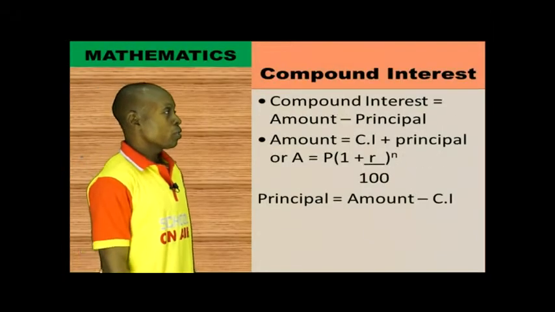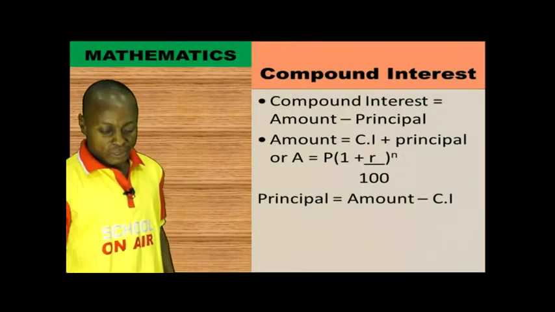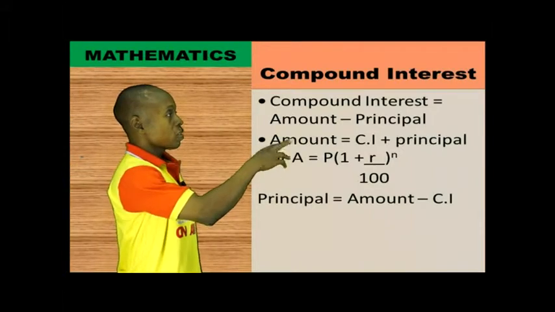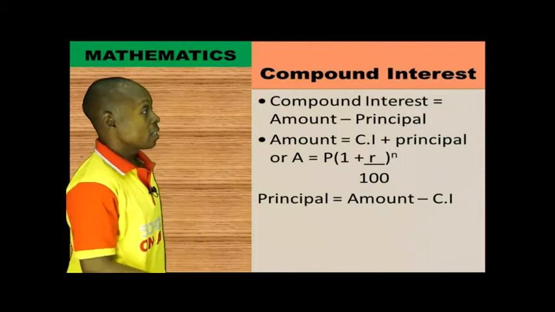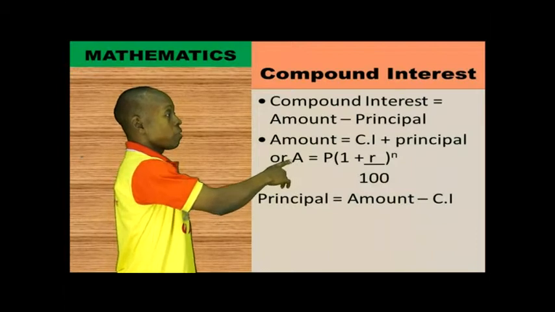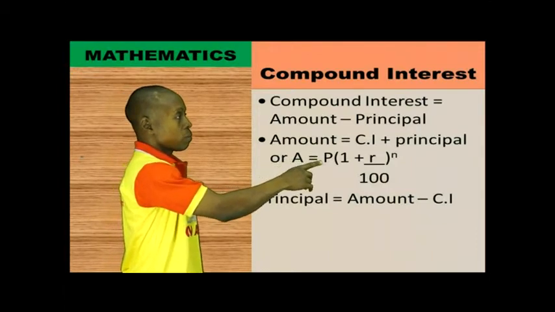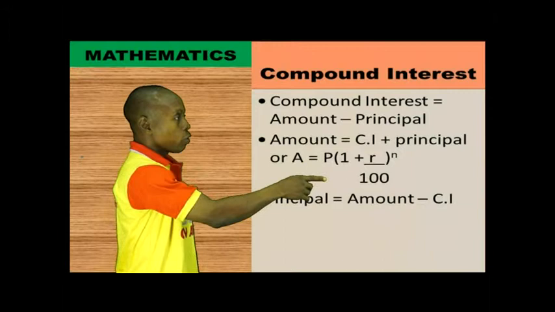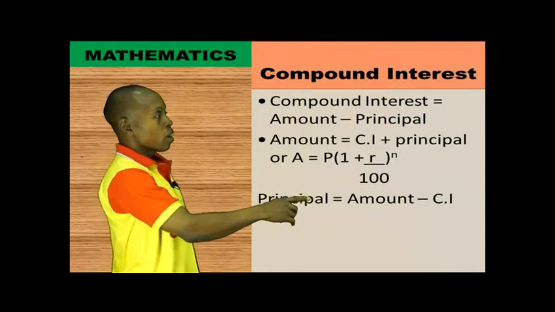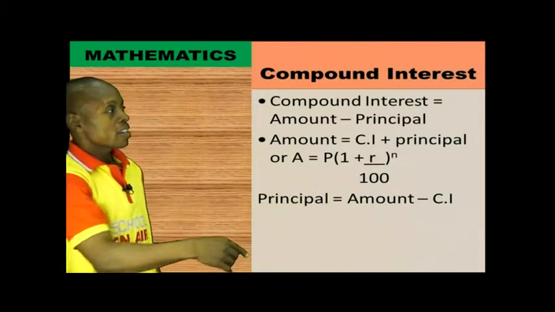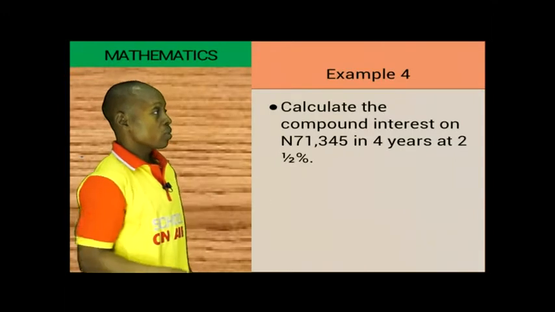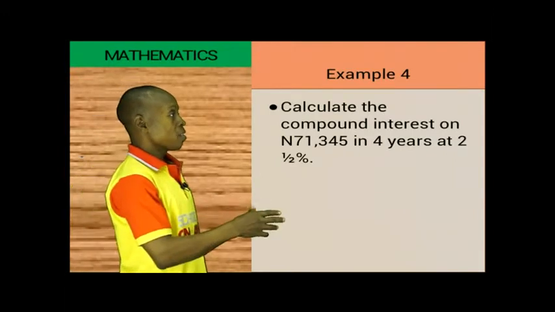In summary, we have looked at compound interest. I told you the compound interest is equal to amount minus principal, and the amount is equal to compound interest plus principal. Or you apply the formula for the amount, which is P (1 + R/100) raised to power n. The principal is equal to amount minus compound interest.